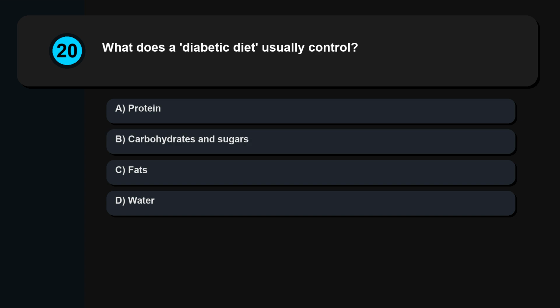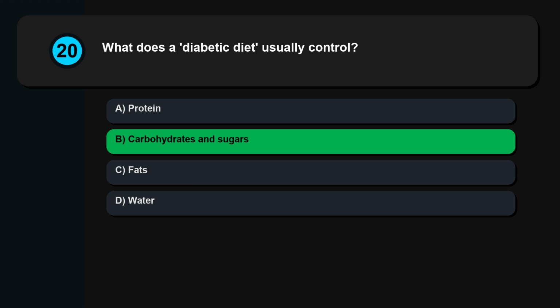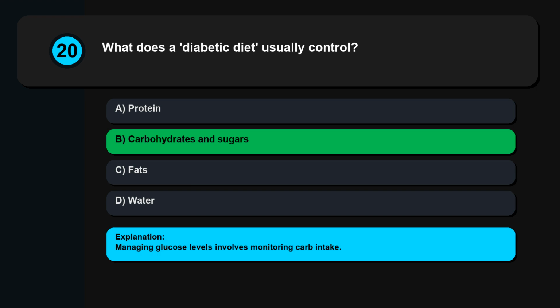Question 20. What does a diabetic diet usually control? Protein, carbohydrates and sugars, fats, water. Managing glucose levels involves monitoring carb intake.